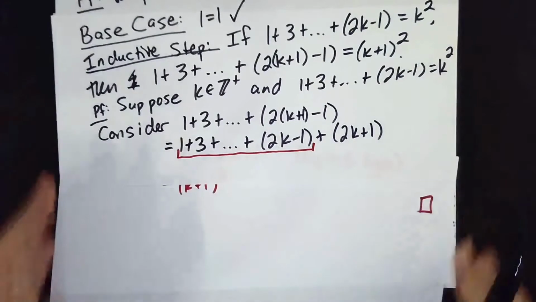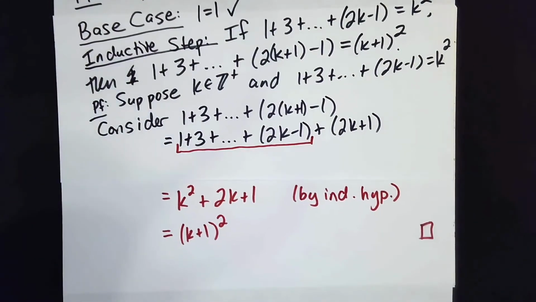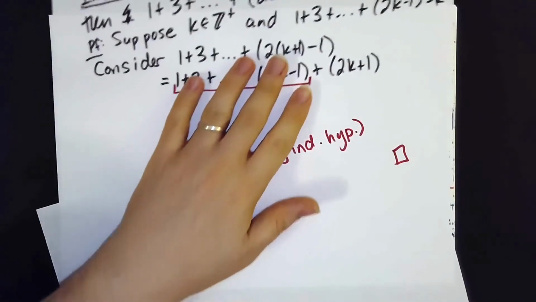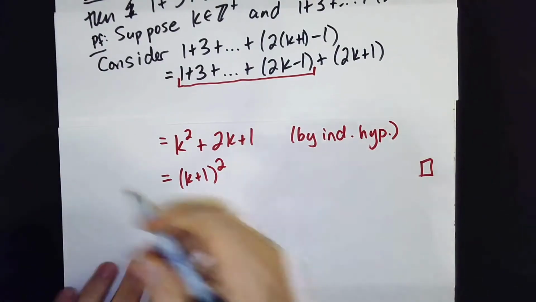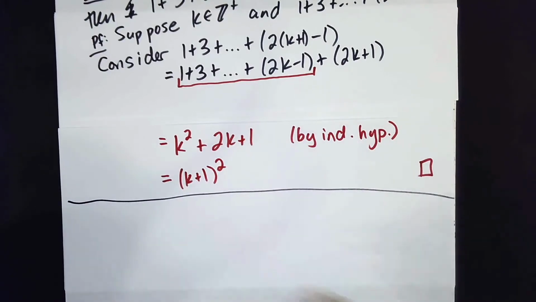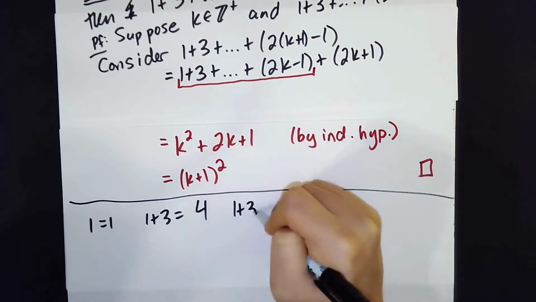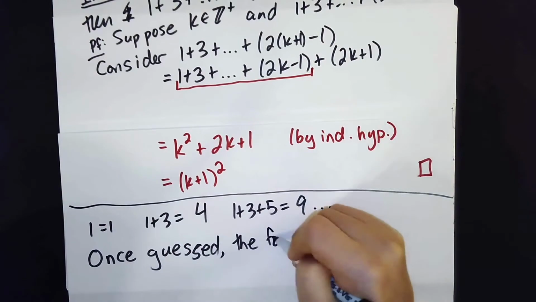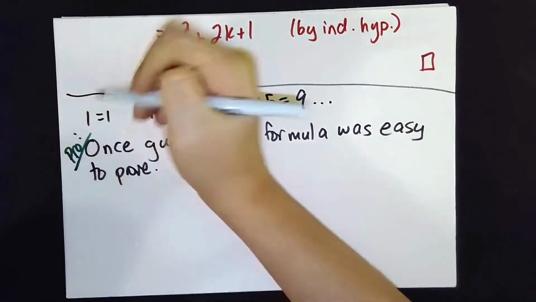Now, this particular example is a pretty beautiful demonstration of both the pros and the cons of induction. So what's the pro? Well, the pro is that we were able to guess this formula just by looking at a tiny bit of data. 1 is 1, 1 plus 3 is 4, 1 plus 3 plus 5 is 9. And so once we'd guessed the formula, induction made it easy to prove. So this is a very big pro.